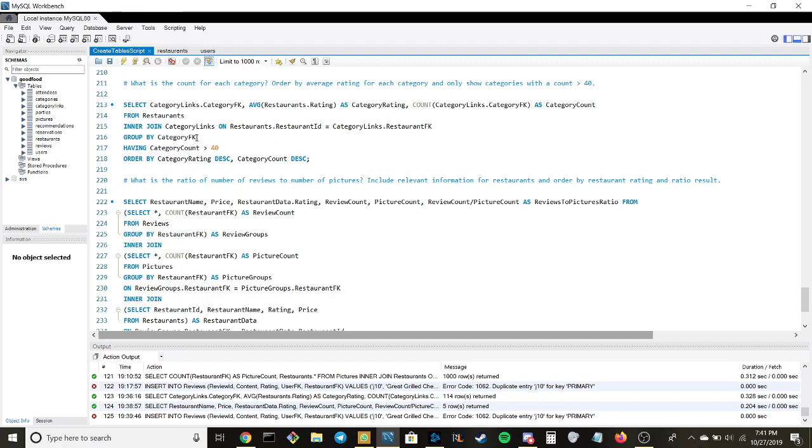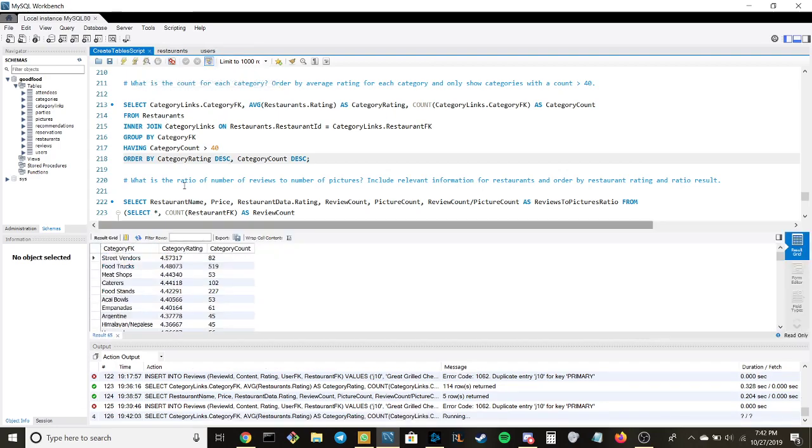We'll group by the category foreign key so that we can get a proper count, and we will do this for category counts greater than 40. And then first we'll order by category rating, as we want them to be ranked from highest rating to lowest rating, and then, if they have the same rating, we will order them by the category count in descending order, so the highest one's on top.